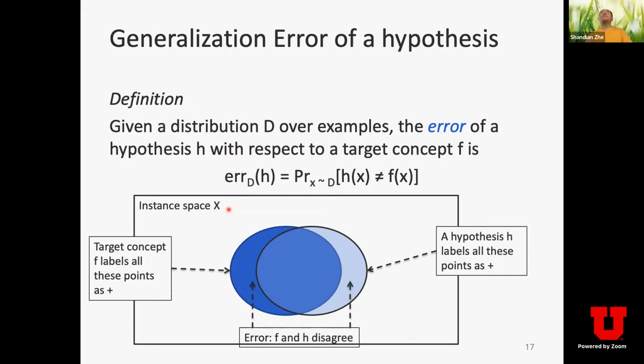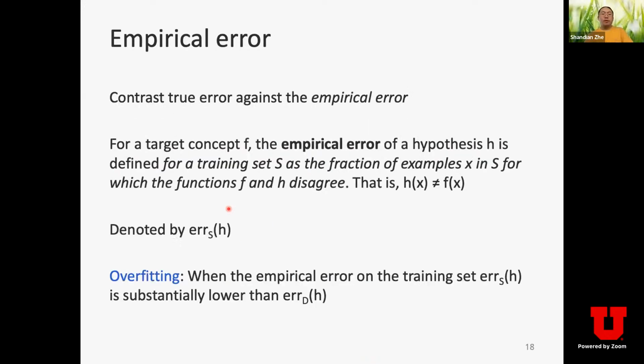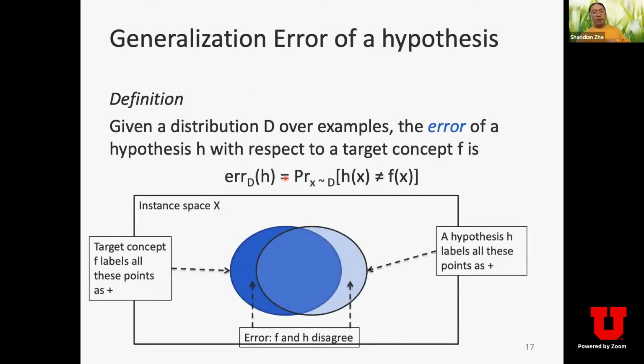Any questions so far? Okay. So this is the generalization error. And remember, generalization error is always our ultimate goal. We want to minimize our generalization error. However, in practice, because it is always difficult to get this unknown data distribution D, it's really infeasible to compute the generalization error. We can only estimate it.